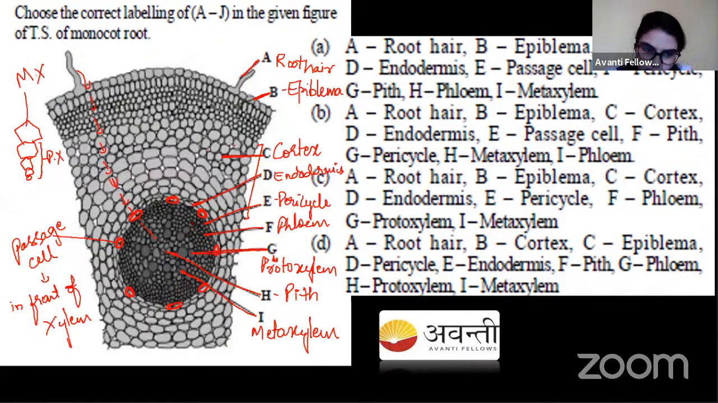Those circled ones are xylem, and here there will be phloem. Somewhere here there will be phloem. Phloem done, xylem done, pith done. So this is about the monocot root. Now, let's see which is the correct answer for this.